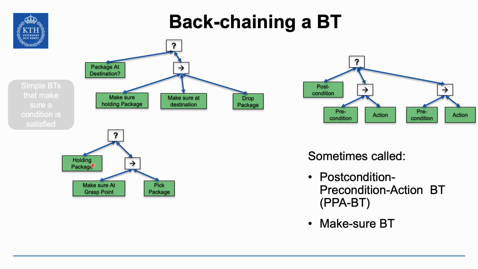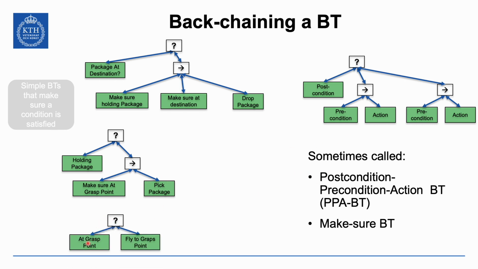So you check if we're holding the package. That's a post condition. The action to achieve that is you pick the package up, then you're holding it. And the precondition of this guy is you need to be at the grasp point. You can't pick the package up if you're a kilometer away from it. That's another example of a PPA BT.